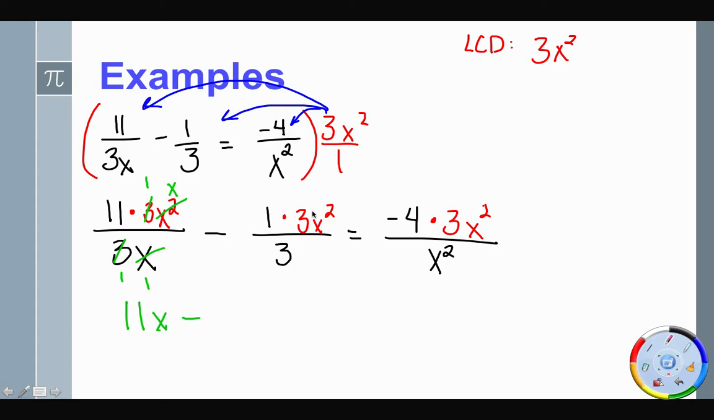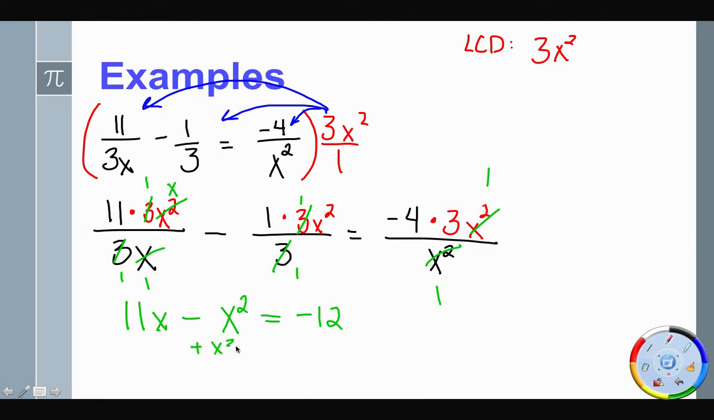minus. Here again, my 3's are going to cancel, and that's all I can cancel. So I'm left with 1 times x squared, which is x squared, equals, well, nothing, the 3's can't cancel, but both of my x squareds can cancel, and I'm left with -12. And now we have a simple polynomial equation with a quadratic here.